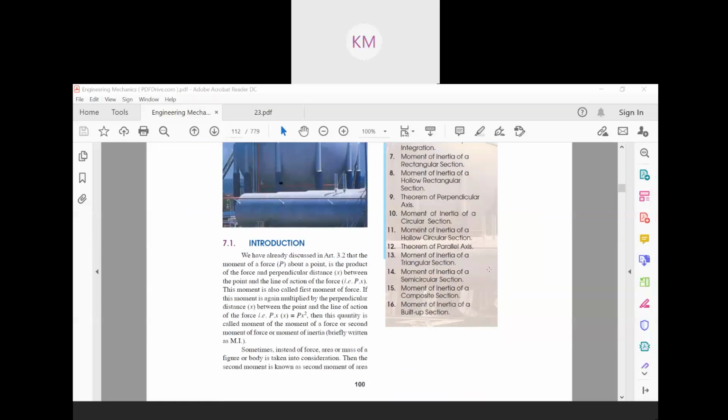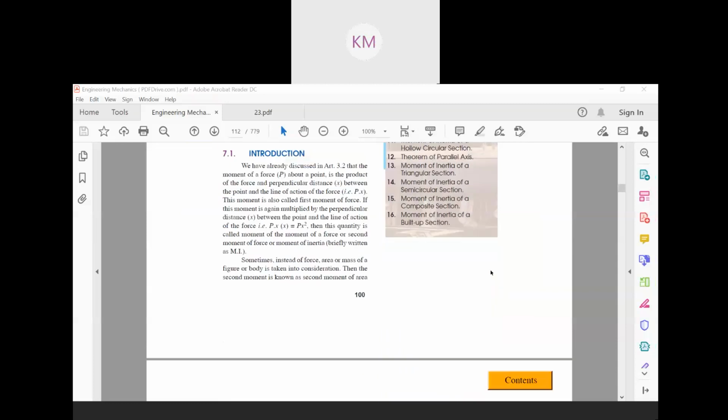In the last class we discussed the first moment and second moment of the area, right? Someone asked me why you are taking only the second moment, not the first moment. Basically that second moment is only known as the moment of inertia. That means multiplying the area with the moment.